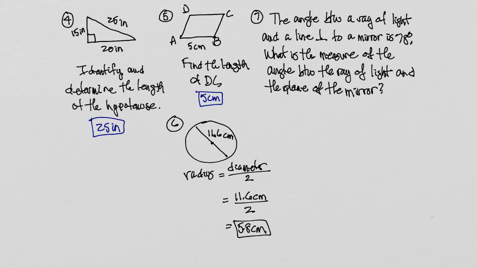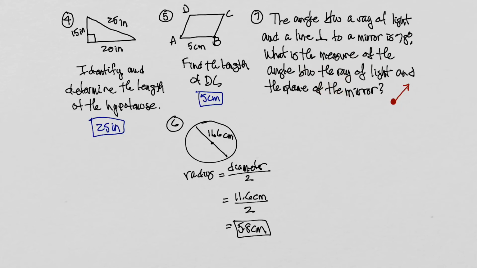Now in this problem, we're given that the angle between a ray of light. Now here's what a ray is. A ray is something that's, you have a kind of a line segment that starts at some point and moves out. It's not an entire line, right? It just starts here and goes out. That's called a ray. So what we have is that the angle between a ray of light and a line perpendicular to a mirror is 78 degrees. What's the measure of the angle between the ray of light and the plane of the mirror?